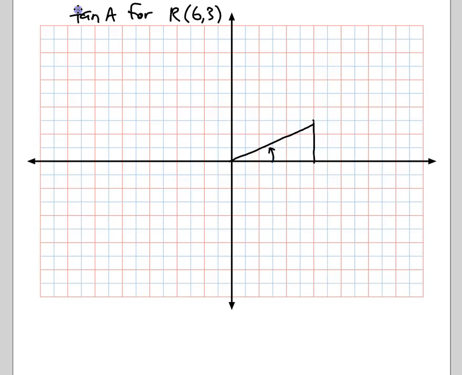You rotate counterclockwise, if you haven't noticed that yet. I haven't mentioned it, but that's the direction we're rotating to form this angle in standard position. Label our side lengths, 6 and 3. This is a right triangle, has a terminal arm length r. Our point is at the end of the terminal arm.